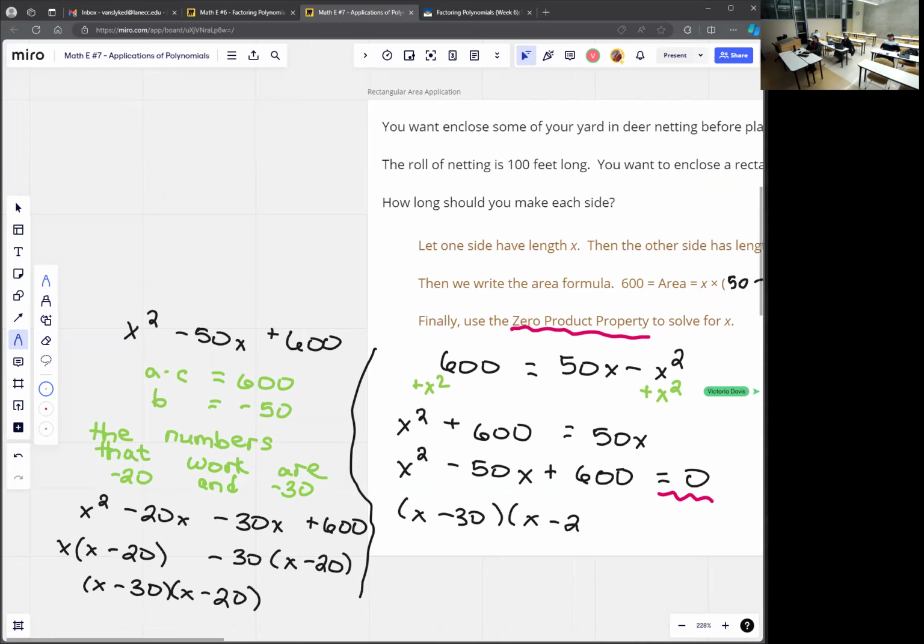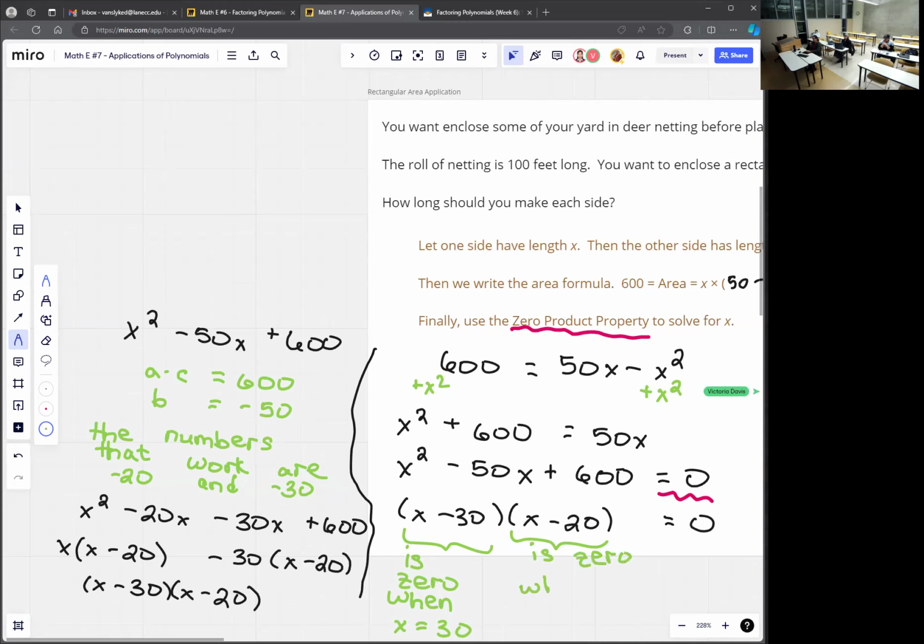So if these two things, when I multiply them, are zero, then at least one of them has to be zero. This one is zero when, let me point to the whole thing, when x is 30. And this one is zero when x is 20. So everything is true when x is 30 or x is 20.